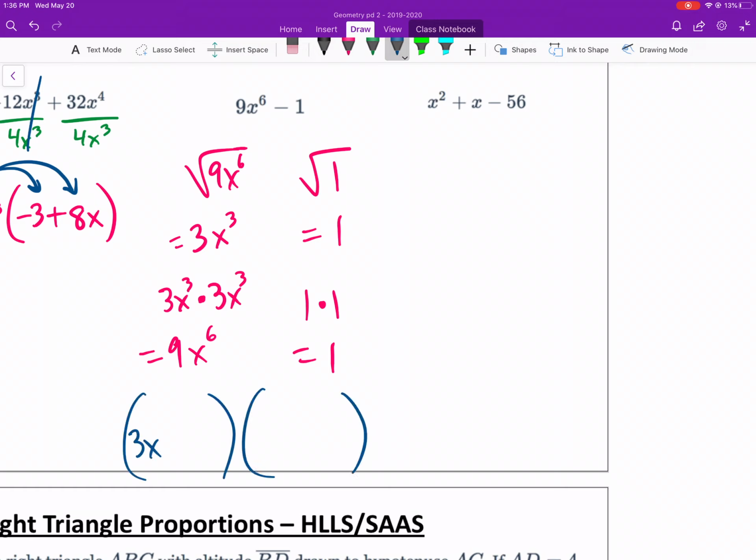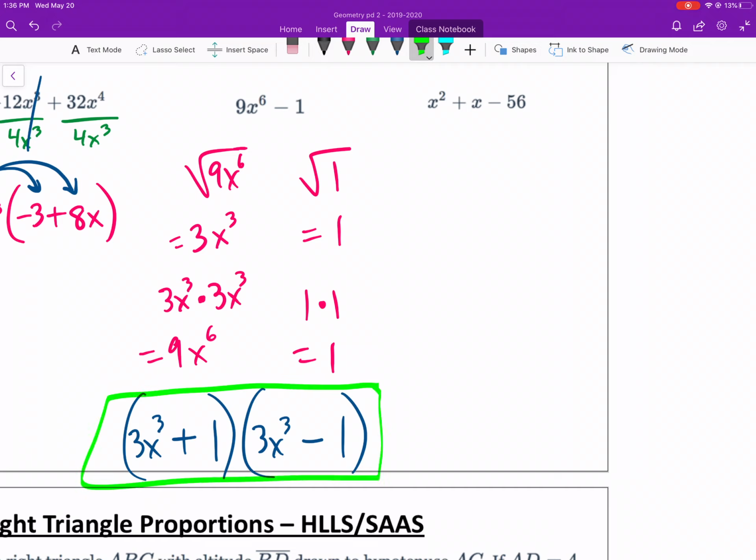We'll have 3x to the third, 3x to the third, 1 and 1, and remember with difference of two squares we have one addition symbol and one subtraction symbol. And we're good to go. The top just shows where we're getting all that from.